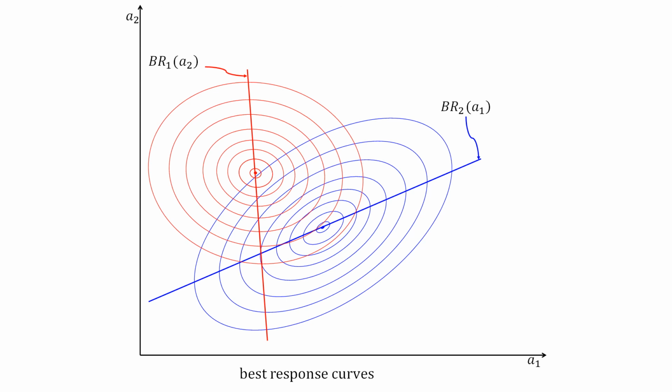Now let's superimpose the best responses of agent 1 and agent 2 here. This is the point of intersection where both agent 1 and agent 2 are playing their respective best responses. Thus, this point is the Nash equilibrium, because here both agent 1 and agent 2 are playing their best responses to one another, which by definition is Nash equilibrium.